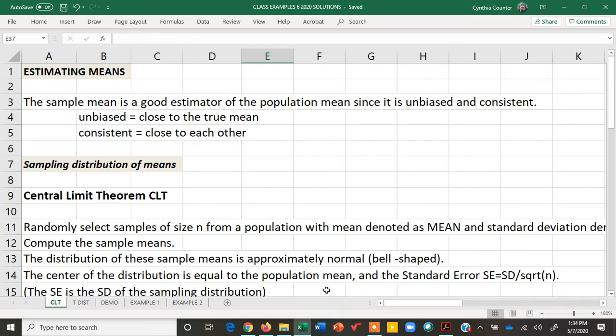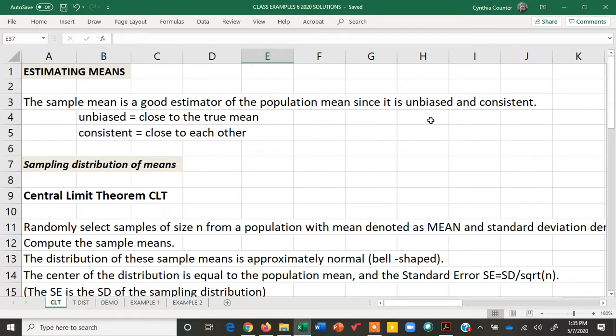Hello everyone. In this video we are going to talk about estimating means and the central limit theorem. So estimating means, we want to estimate a population mean. So we need a good estimator of the population mean. And a good estimator of the population mean is simply the sample mean. You just take the mean of the sample to estimate the mean of the population. The sample mean is a good estimator because it is unbiased and consistent.